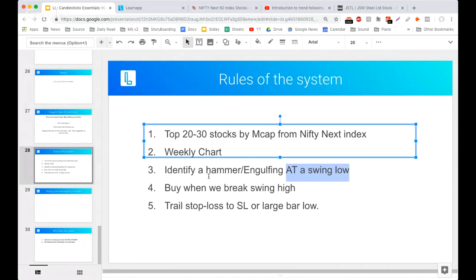You basically find the hammer or engulfing at a swing low. A swing low is what? It's a fancy word for saying support, or a fancy word for saying at this point, last time there were buyers. And they're likely to be buyers again this time. They may not be, but the probability is slightly higher. That's all it is. At a swing low, if the market's bouncing up, that's a good thing. On top of that, if you have a hammer or engulfing, it's even better.